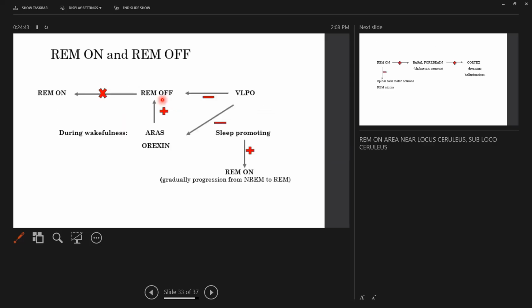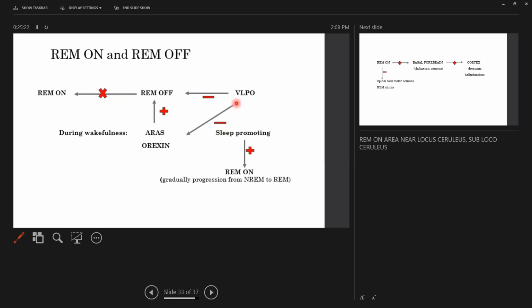Now, the REM on and REM off, this is basically the REM on and REM off switch. So normally, if you look at this part, REM off inhibits REM on. So REM on is inhibited. Like wakefulness, if we look at just this part, wakefulness is stabilized. We are awake. So now ARAS, the ascending reticular activating system, and orexin, which are wake promoting, further stimulate the REM off. So REM is off, and when REM is off, it will inhibit REM on. So wakefulness will be there.